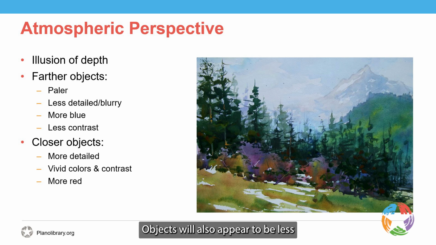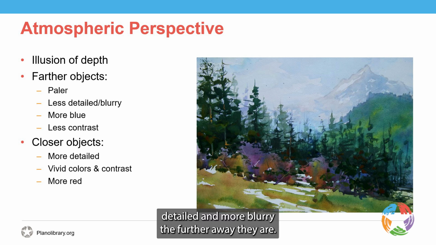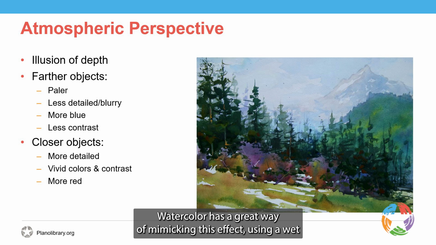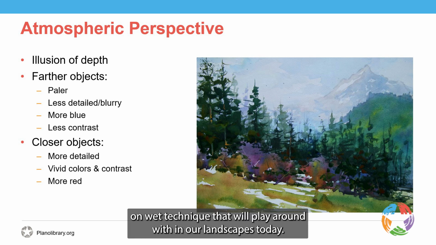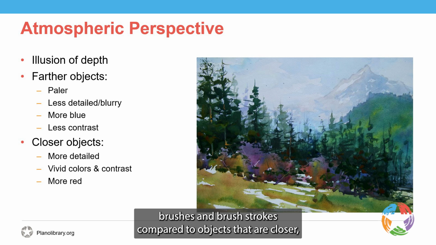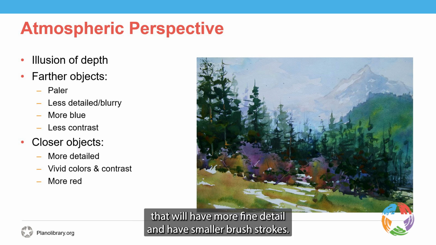Objects will also appear to be less detailed and more blurry the further away they are. Watercolor has a great way of mimicking this effect using a wet-on-wet technique that we'll play around with in our landscapes today. We can also try to mimic this by using bigger brushes and brush strokes, compared to objects that are closer that will have more fine detail and have smaller brush strokes.